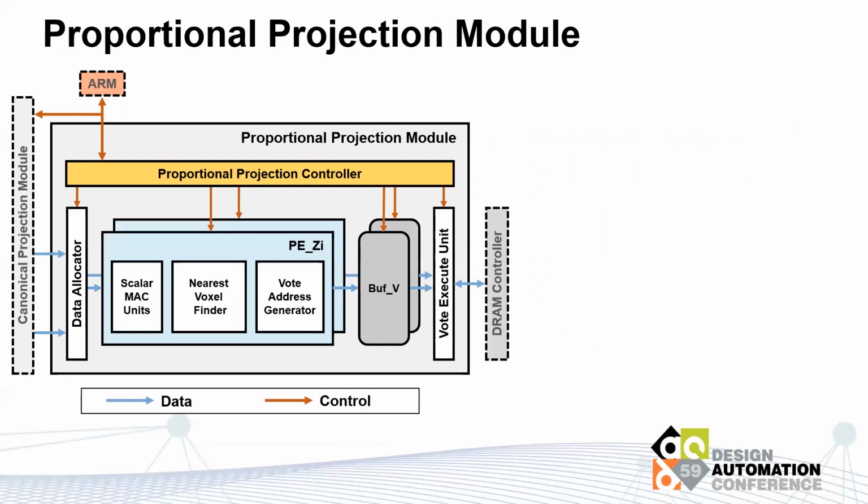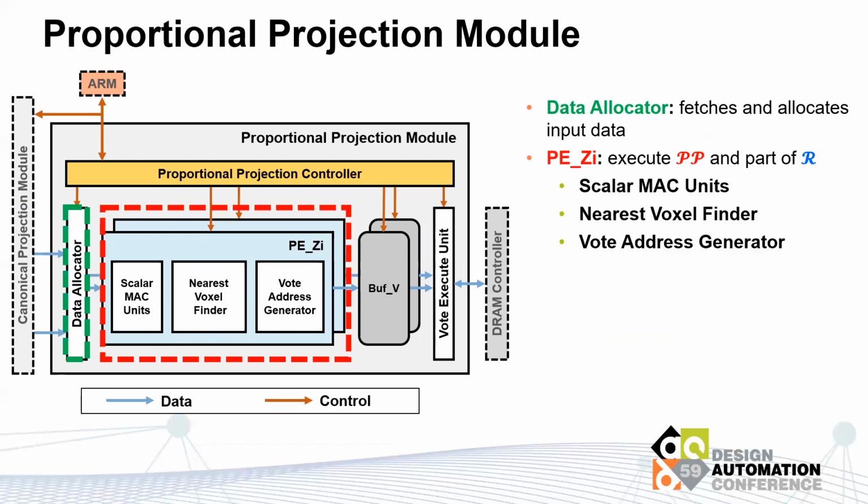Next is the proportional projection module. A specially designed data allocator fetches input data and allocates them to process elements. Multiple PEZIs composed of scalar MAC units, nearest voxel finder, and voxel address generator are responsible for parallel computation.